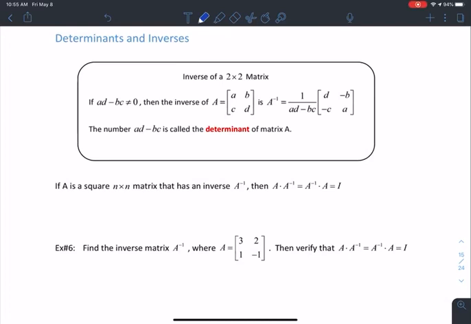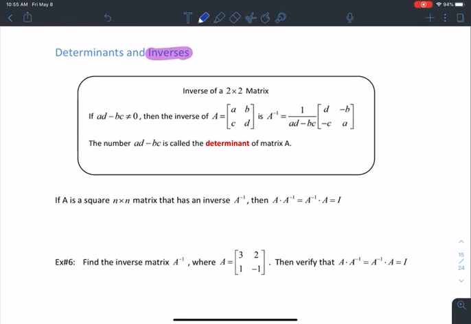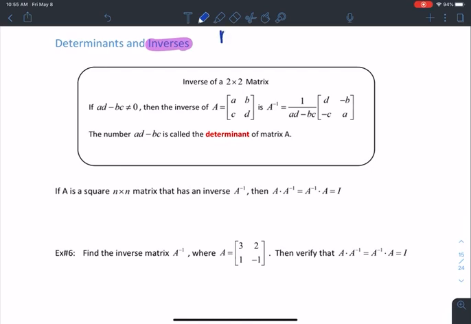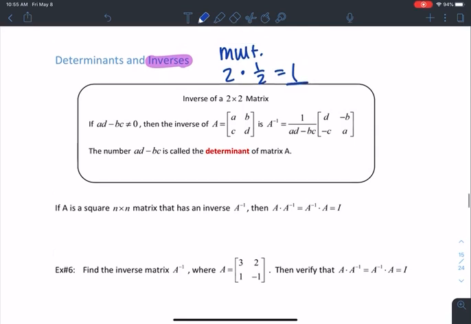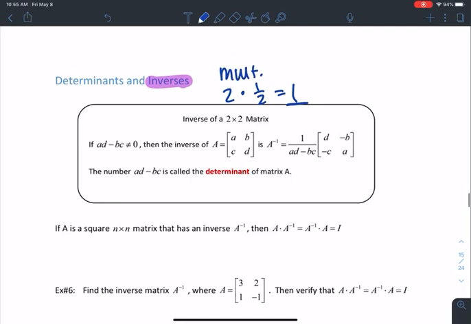Okay, our last video for the week, determinants and inverses. So determinants are something very specific to matrices, but inverses we should be familiar with. So in multiplication, for example, if I have 2 times 1/2, I get 1. So 1/2 is the multiplicative inverse of 2. They together multiply to 1, which is an identity.